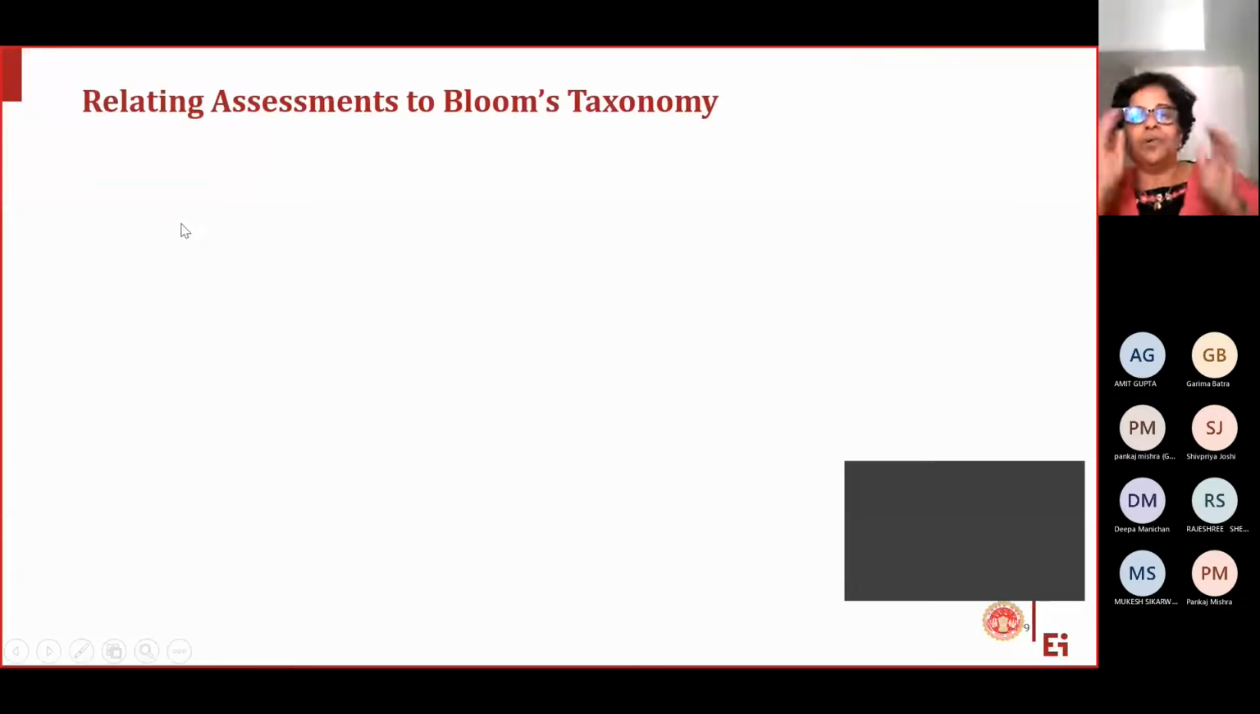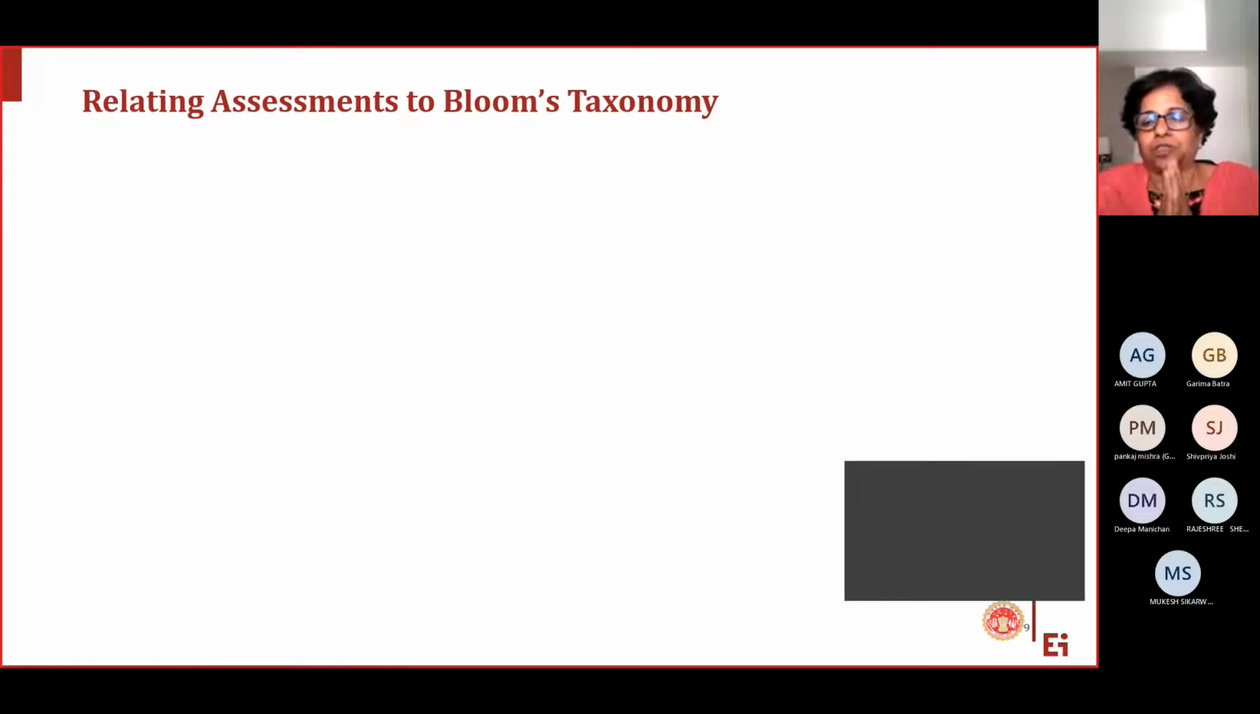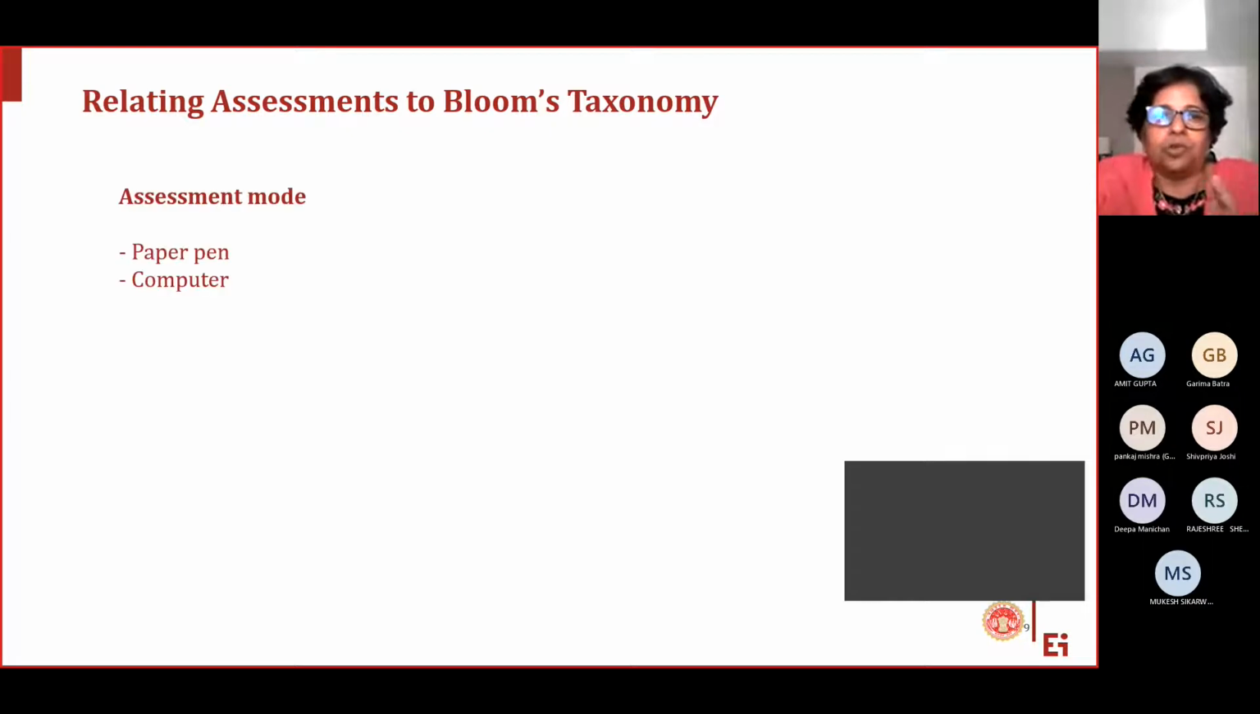Okay, so how do we go logically about linking assessments to Bloom's taxonomy? The first step is to think about assessment and the two modes in which assessments can be administered: either the child does the assessment on paper and pen, or the child takes it on a computer, in digital mode.